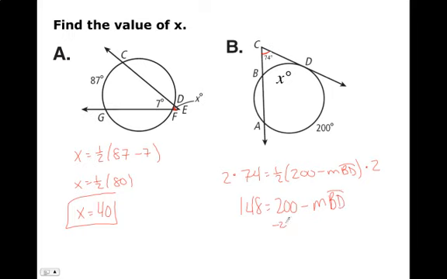Now when we subtract our 200, it's okay if you get a negative, because we have negative 52 equals a negative measure of arc BD, which we can't have, so we can divide by -1 and everything turns positive. So here we get that x would equal 52.